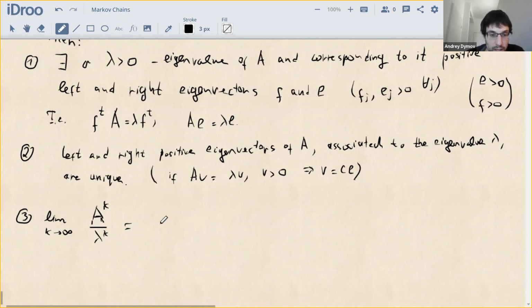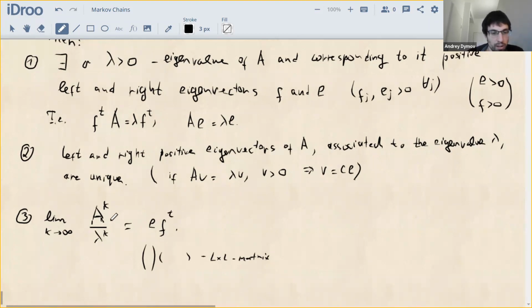I should take the vector E, and then I should multiply it by the vector f. Since the vector E is a column vector, and f transposed is a row vector, when multiplying them I obtain an L times L matrix, a matrix of the same size as the matrix A. Okay, so this is the assertion of the theorem.